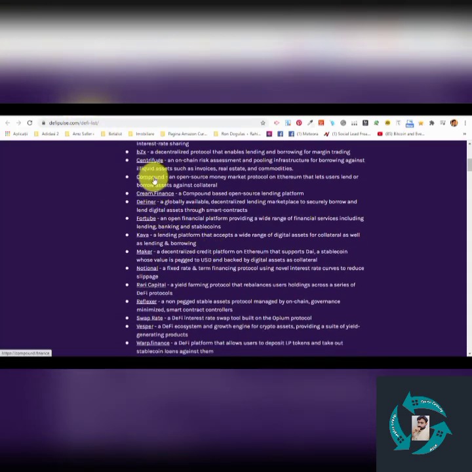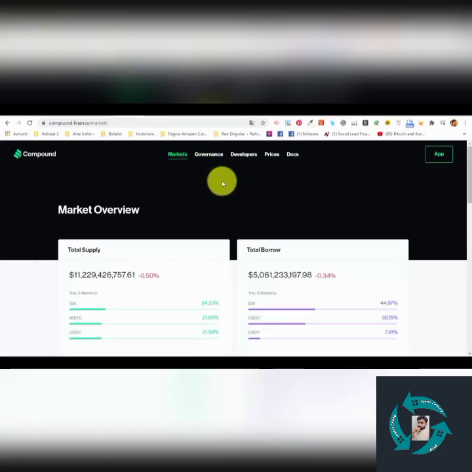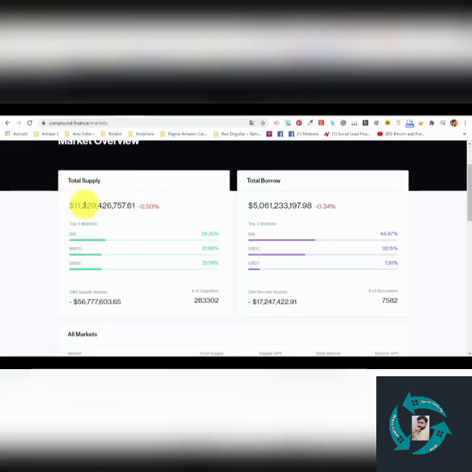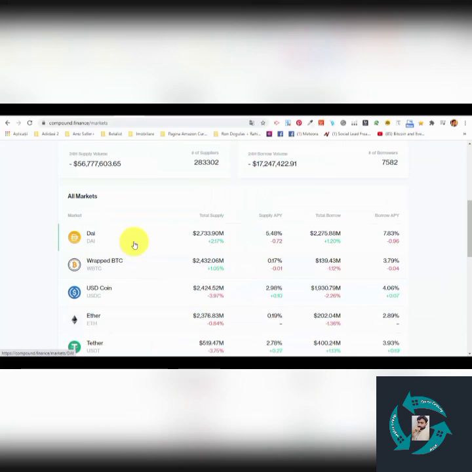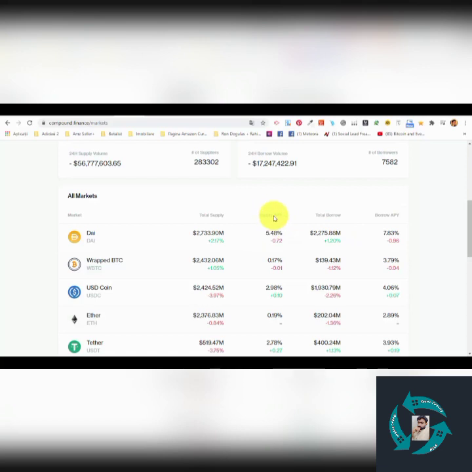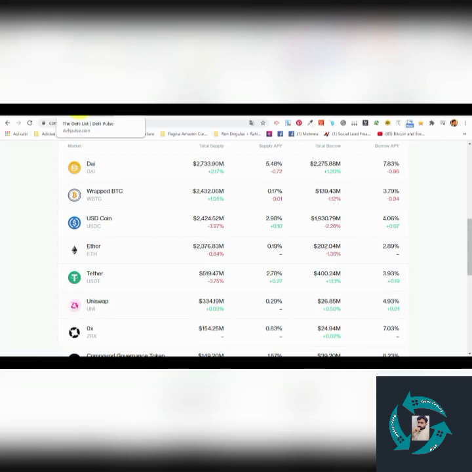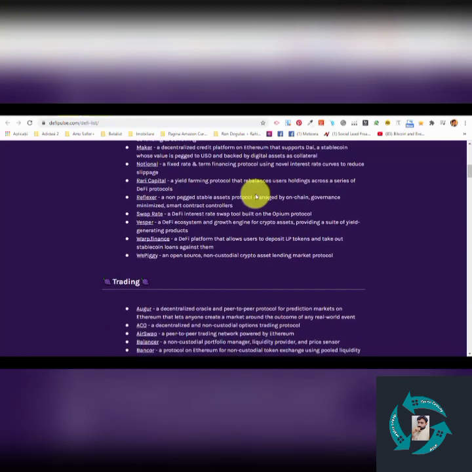We also have Compound, which is pretty popular. Total supply 11 billion, if I'm not mistaken. Total borrowed so far 5 billion. So there are more suppliers than borrowers, and you can see here the annual potential yield, or earnings, if you want them. You can just check this out and see if it's a good fit for you. Again, do your research. Let me go back to DeFi Pulse.